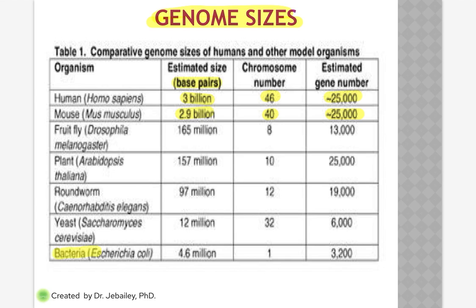You can look at the bacteria, for instance, here. It has 4.6 million base pairs, and it's just one chromosome. It has 3,200 genes. But look at the interesting part: the plants have the same amount of genes as humans. The plants here have 25,000 genes, just like humans. However, they only have 10 chromosomes and only about 157 million base pairs. So you can see that there is no link between the number of base pairs or the amount of genes or anything like that and complexity.